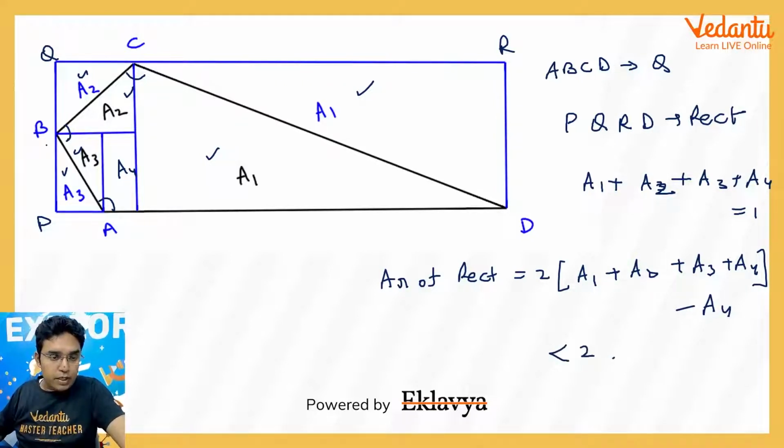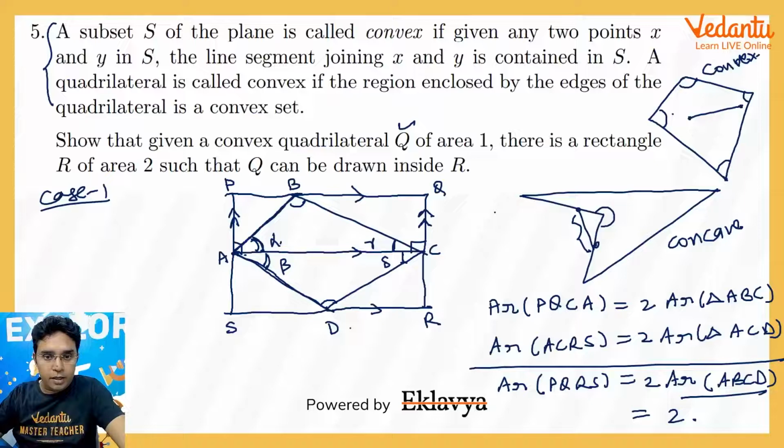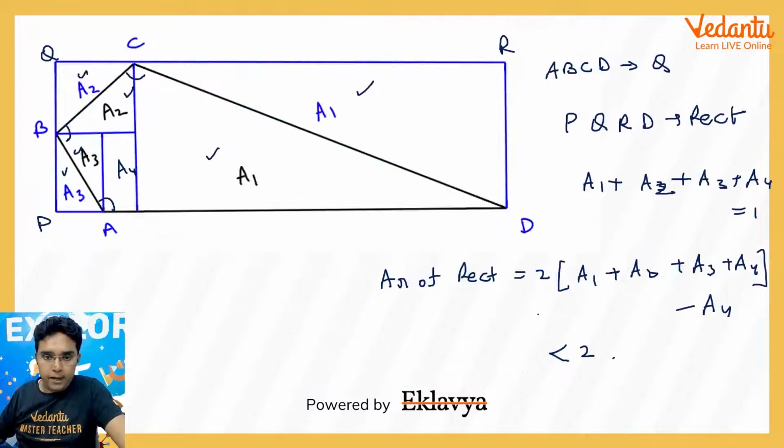So once again, you can check in this case, this rectangle is covering this quadrilateral whose area is 1 and the area of rectangle is lesser than 2. So a rectangle of area 2, in all possible scenarios, you can see can contain the quadrilateral. So I think this is how it is done, hence proved, I can say.